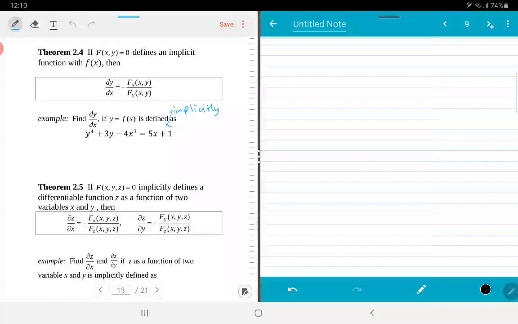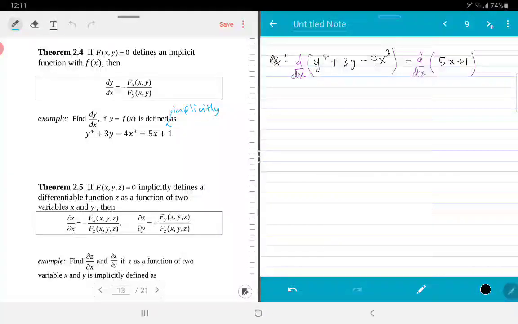To do this, we need to differentiate both sides with respect to x. For this example, the equation is y to the power 4 plus 3y minus 4x cubed, and on the right hand side we have 5x plus 1. So we differentiate both sides with respect to x, one term at a time, left hand side and also right hand side. Keep in mind you have to differentiate when you see x and also when you see y.